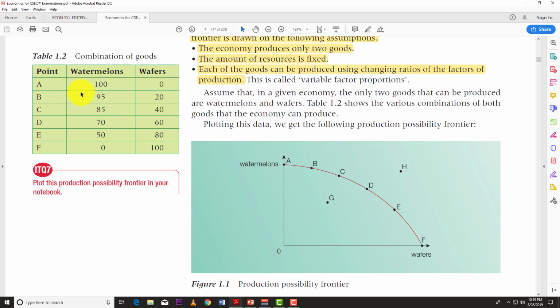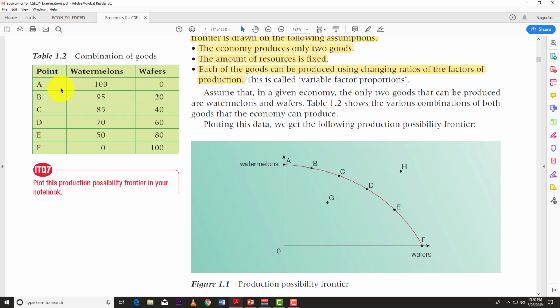So the table is telling us that in this economy, they can only produce watermelons or wafers. If the economy were to use all of its resources to produce watermelons, they can only produce 100 watermelons. But they're using all the resources, meaning they cannot produce any wafers. Remember we said that the factors of production are fixed in this economy. That's an assumption. They are fixed.